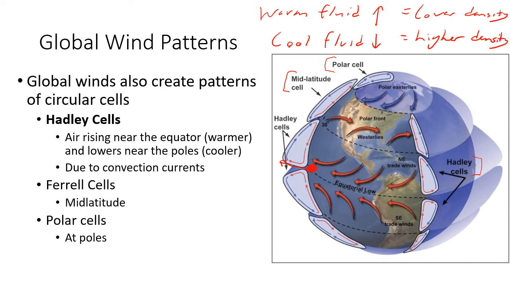So the cool fluid will sink, cool air will sink because it's more dense, and it is therefore quote unquote heavier, even though it has nothing to do with heaviness or weight. But the warm fluid will rise because it is lower density. Something that's lower density is going to float on top of something that is higher density. And because air is a fluid, these air masses can move relatively easily and form a convection current.